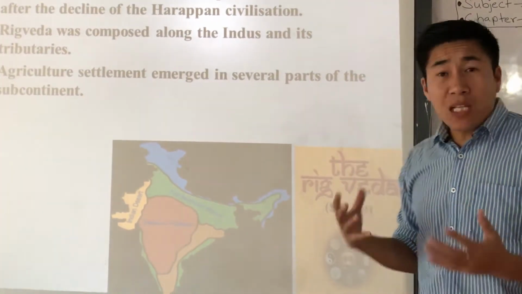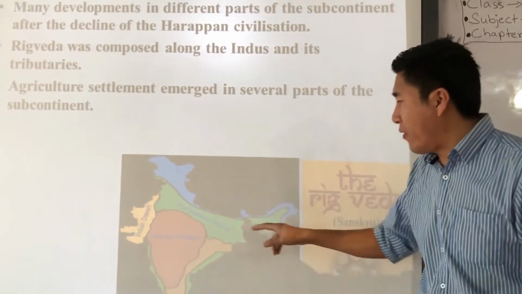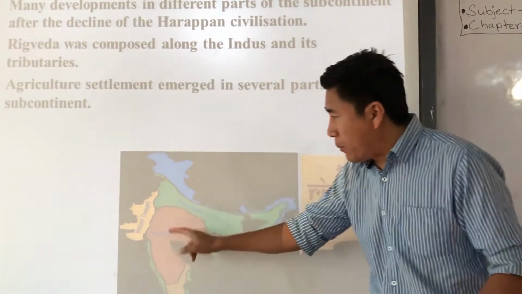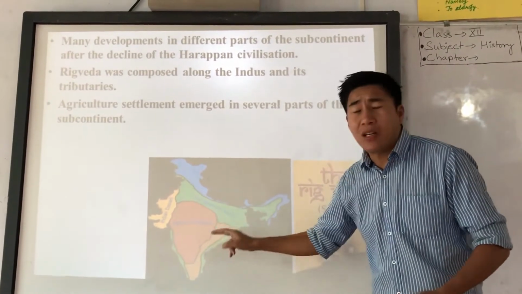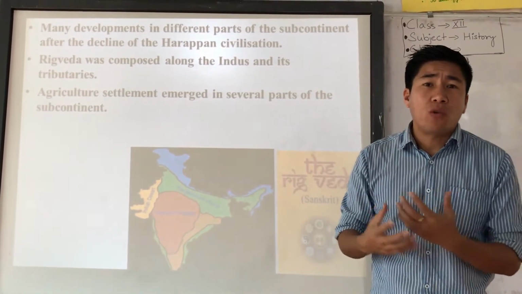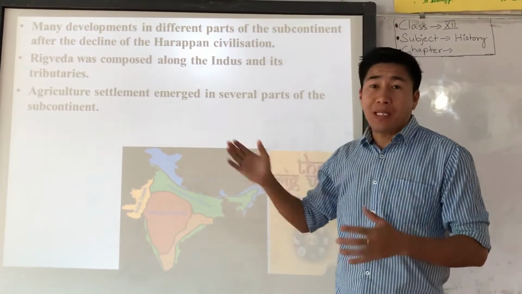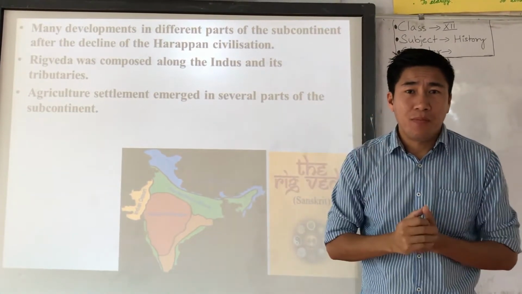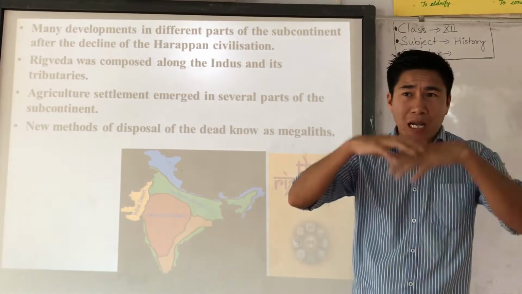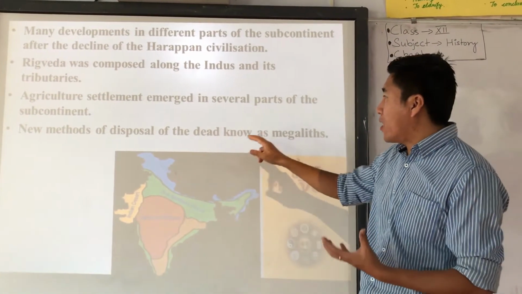Now, as we know, India is a land of rivers. India has many different rivers. We have the Ganga, Son river here, we have Brahmaputra here, Tapti, Mahanadi, Indus, then we have Godavari, Krishna, Tunga, Bhadra. There are many rivers in India, right? These rivers are very good for agriculture. So that's why agricultural settlement happened during that time. Understood?